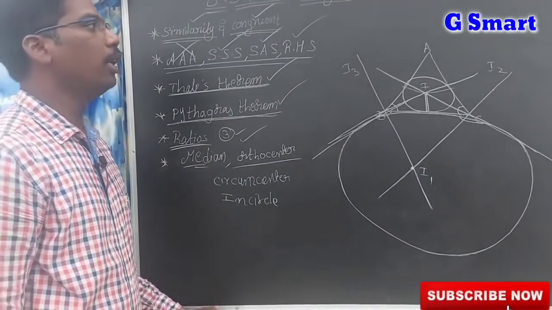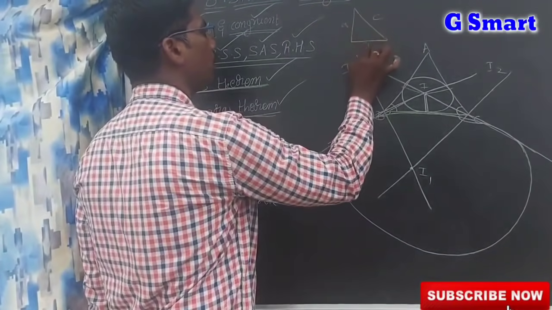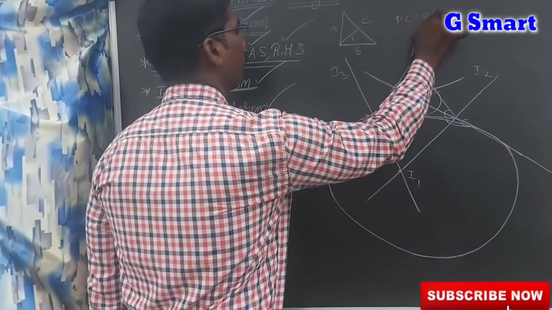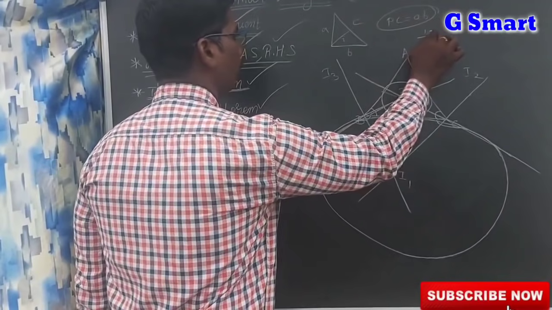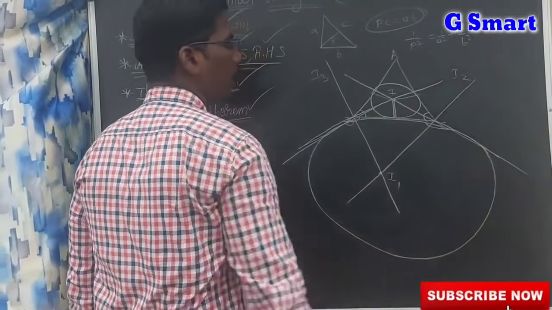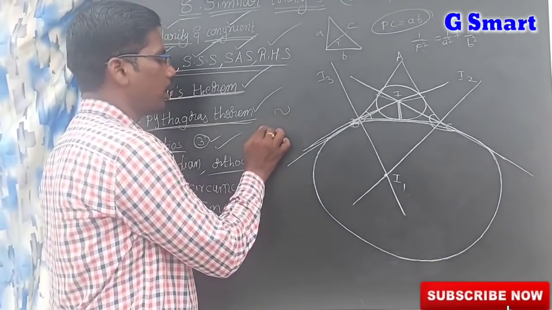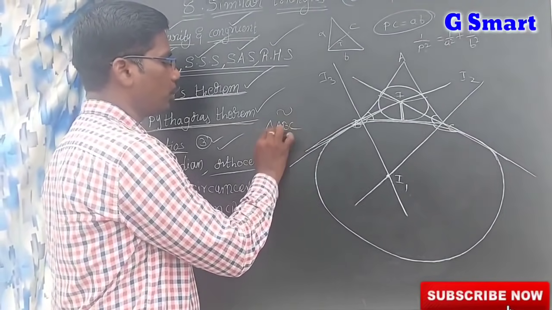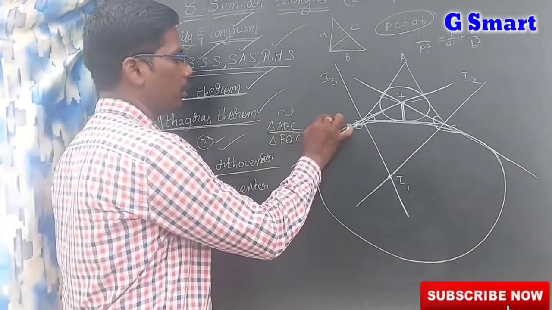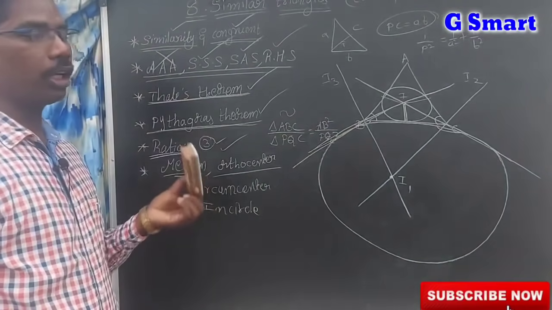And one more concept is there, in a right angle triangle. This is C, this is A, this is B, this is P. You know very well, P into C equals A into B. This is one concept. And also 1 by P square equals 1 by A square plus 1 by B square. Remember this concept also. And in two similar triangles, the ratio of the areas of the two triangles is equal to the ratio of the squares of the corresponding sides, AB square by PQ square. These are very important concepts in similar triangles.